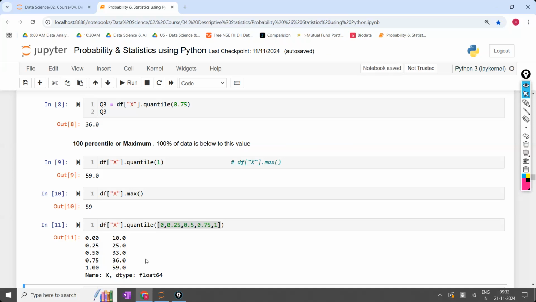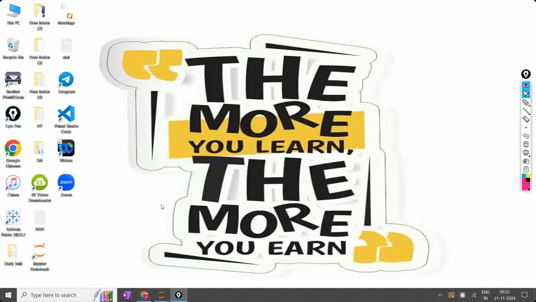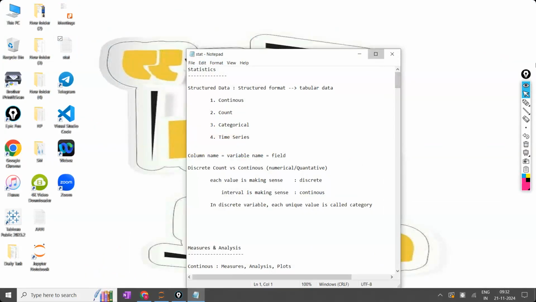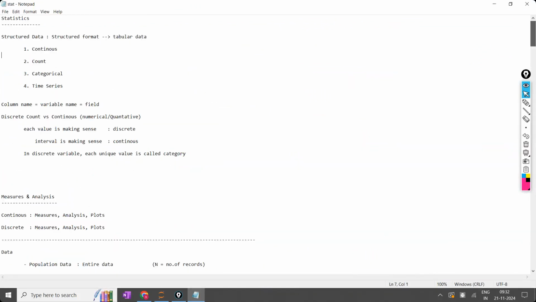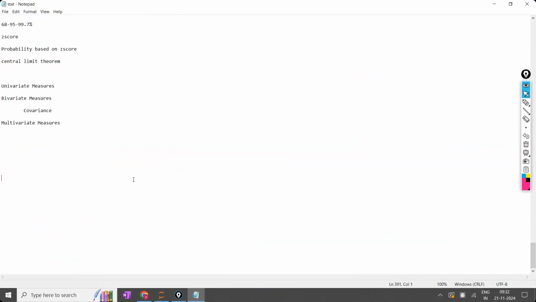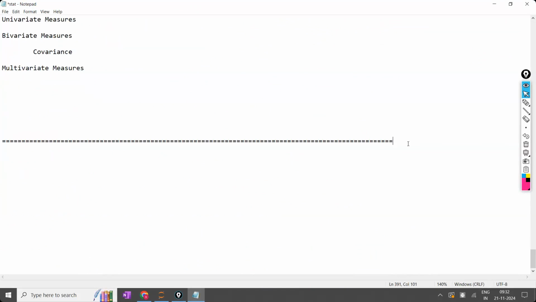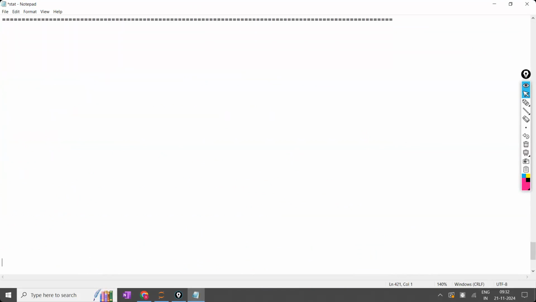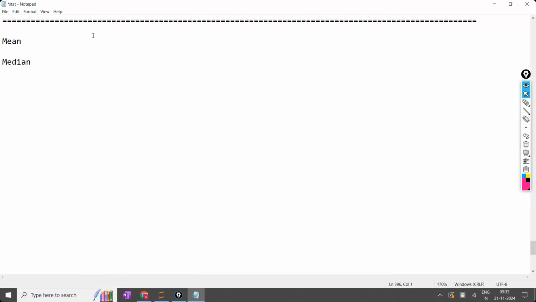Now, whatever things we have discussed till now, if I go back and see the different measures we have applied particularly for numerical data, I'm writing for the continuous variable, not for the discrete variable. For continuous variable, we have calculated the mean. From there, we have calculated the median. Mode is applicable for discrete variable. So these are the two that come from the measures of central tendency.